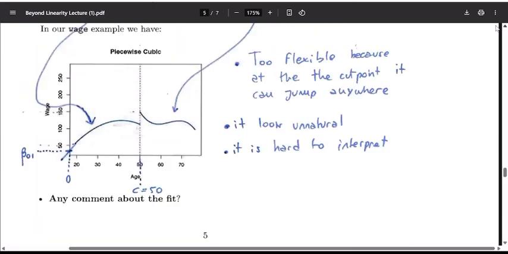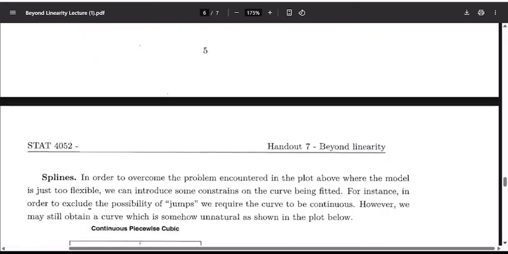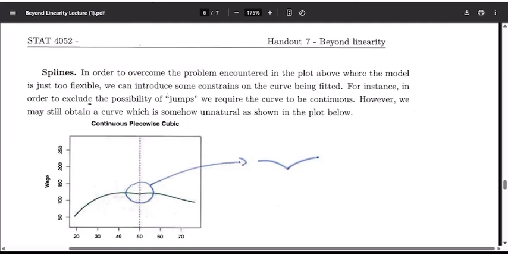I'll be referring to this one. It's too flexible. That was why there was a jump. Okay. And that actually will lead us to consider what I call spline. And I said, okay, for instance, in order to exclude the possibility of jump, we don't want jump, then we require the curve to be continuous.